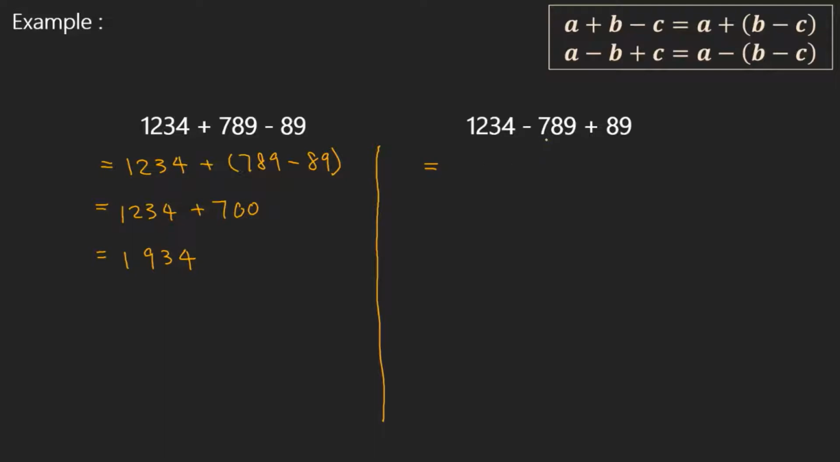Now let's take a look at the one on the right. So we're going to group 789 and 89 together. So it becomes 1,234 minus parentheses 789 minus 89. Since it's a minus sign in front of the parentheses, the signs for the terms change. It becomes 1,234 minus 700, and the final answer is 534.